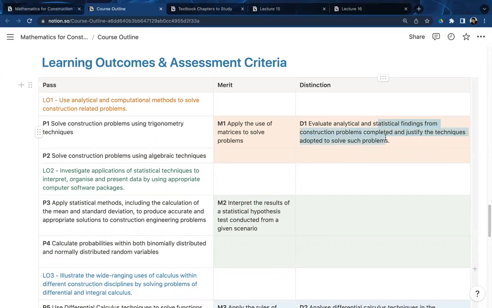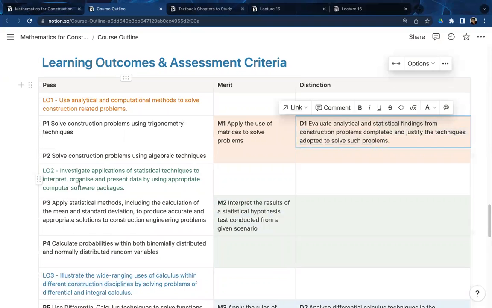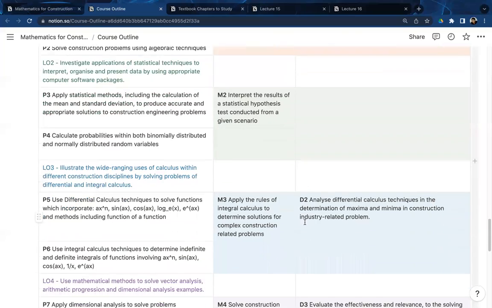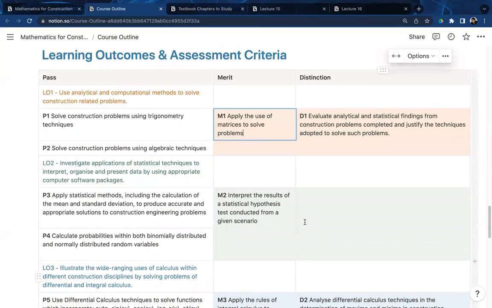This is some statistics here. Statistics is LO2. We'll talk about that from next week, right? We may start talking about it today if we have time. We want to tackle this one here: apply the use of matrices to solve problems, right? The only place in this entire outline the word matrix shows up is this M1 here. That's a merit. If you don't get the merit, you could still pass the course. You just wouldn't be able to get a merit in the course, right?